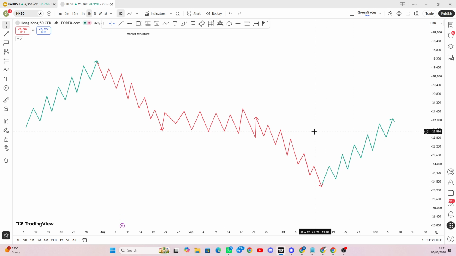So what is market structure? It's the framework of how price moves, right? It goes up, then it comes down, then it consolidates, then it goes up, then it comes down, then it consolidates, then it goes up, then it comes down, and it consolidates. That's what you need to understand.